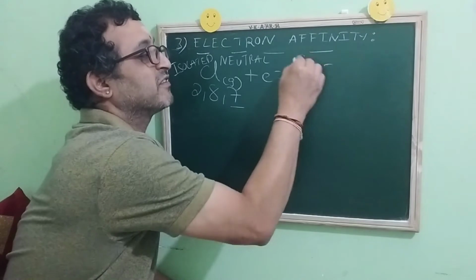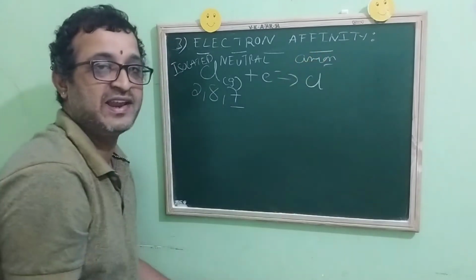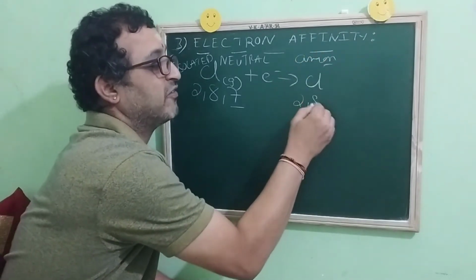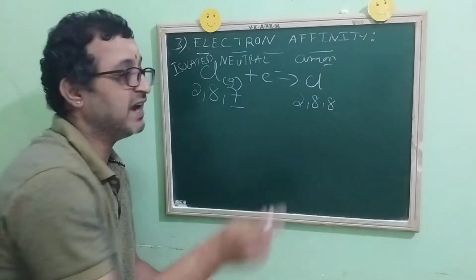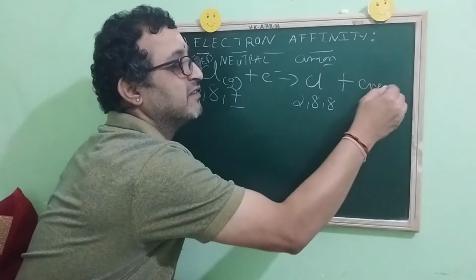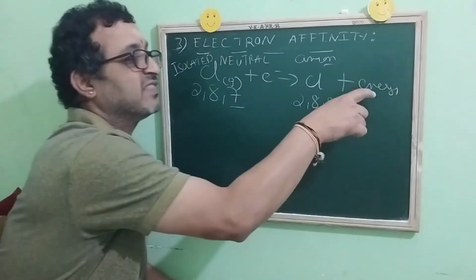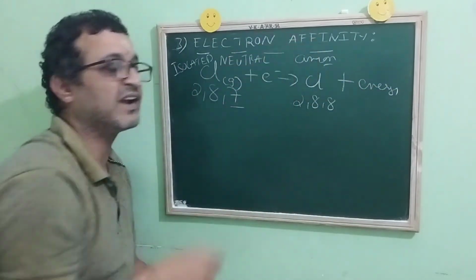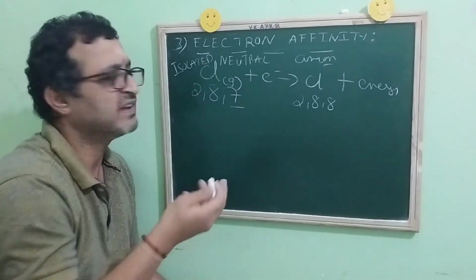Cl minus, which is nothing but what ion, children? Anion, right? And the configuration of Cl minus is 2, 8, 8. After accepting the electron, it becomes anion and it releases some energy. That energy we call it as what? Electron affinity. Sir, it is not clear.